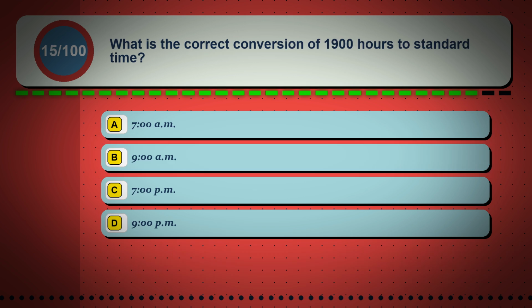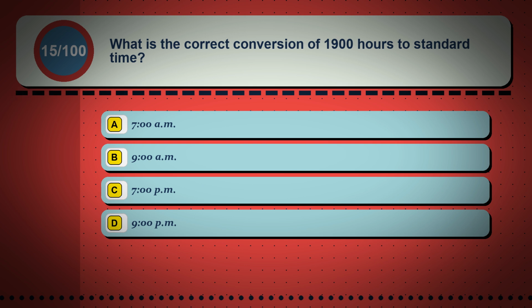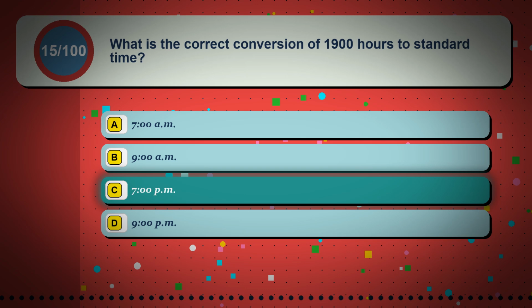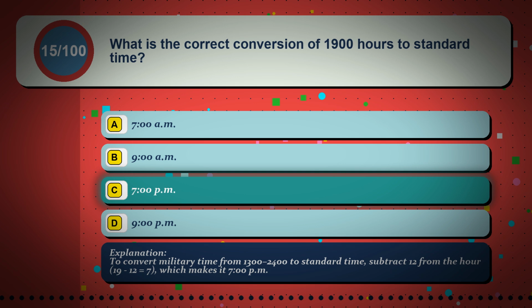Question 15. What is the correct conversion of 1900 hours to standard time? Option A. 7 a.m. Option B. 9 a.m. Option C. 7 p.m. Option D. 9 p.m. The correct answer is option C. 7 p.m. To convert military time from 1300 to 2400 to standard time, subtract 12 from the hour. 19 minus 12 equals 7, which makes it 7 p.m.